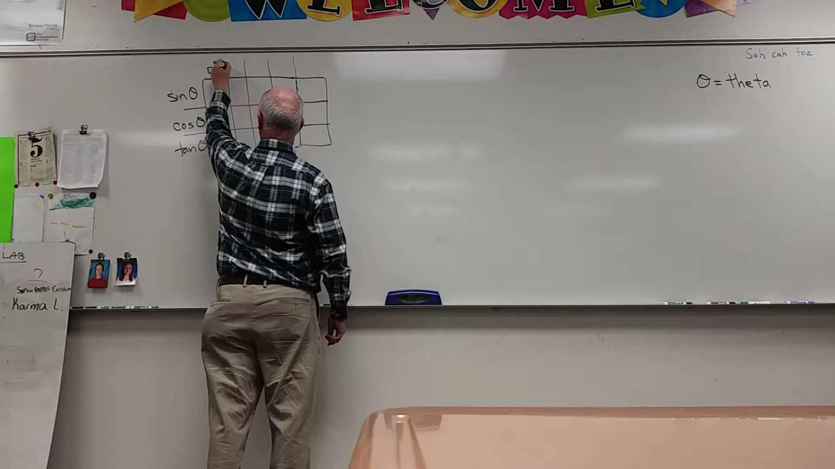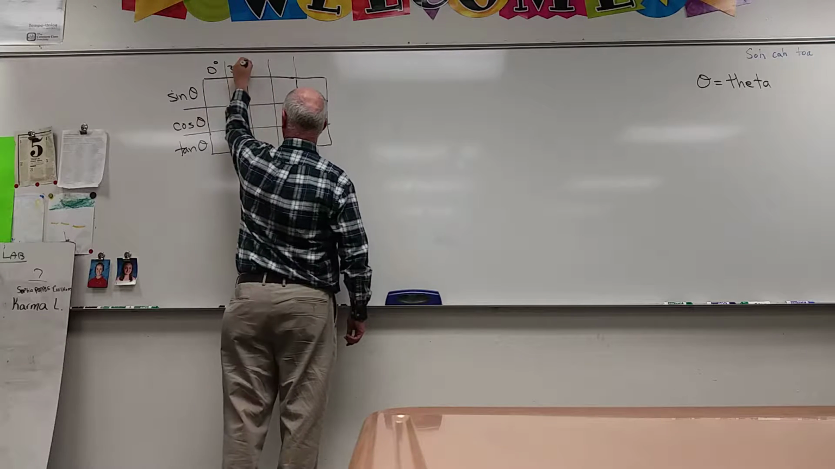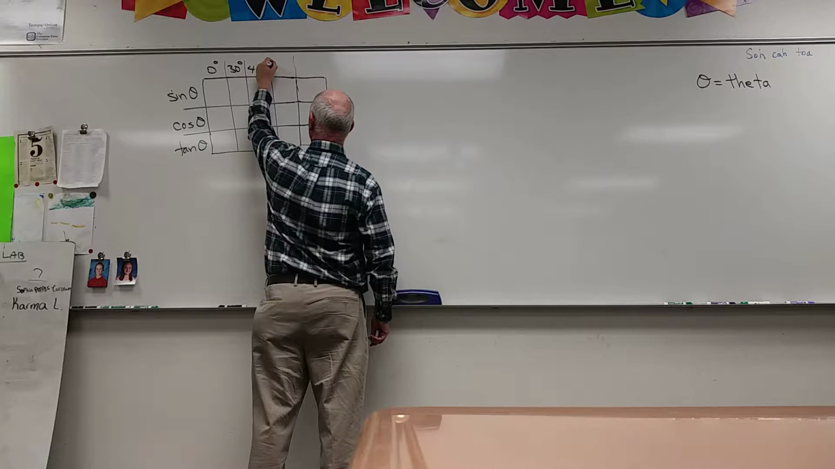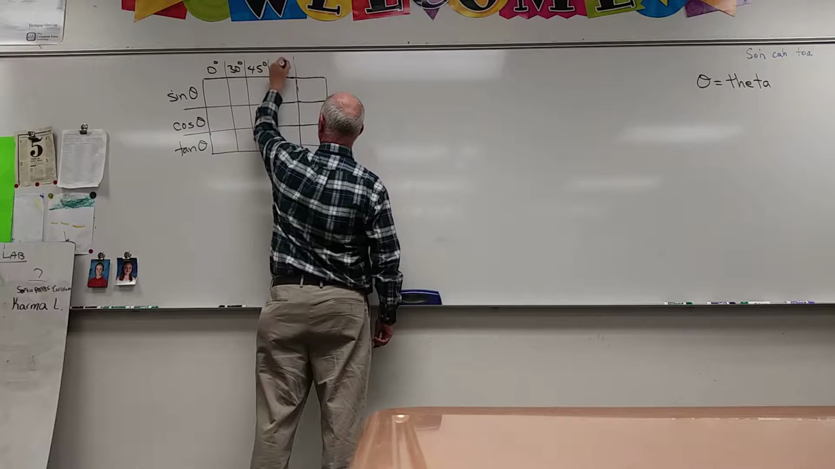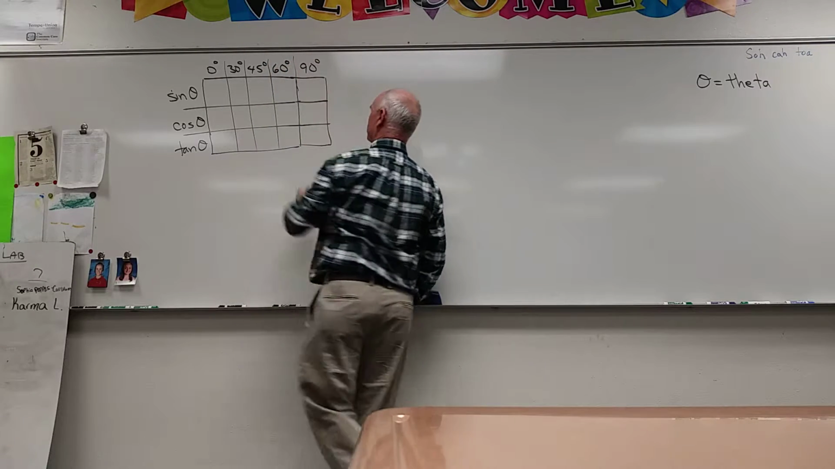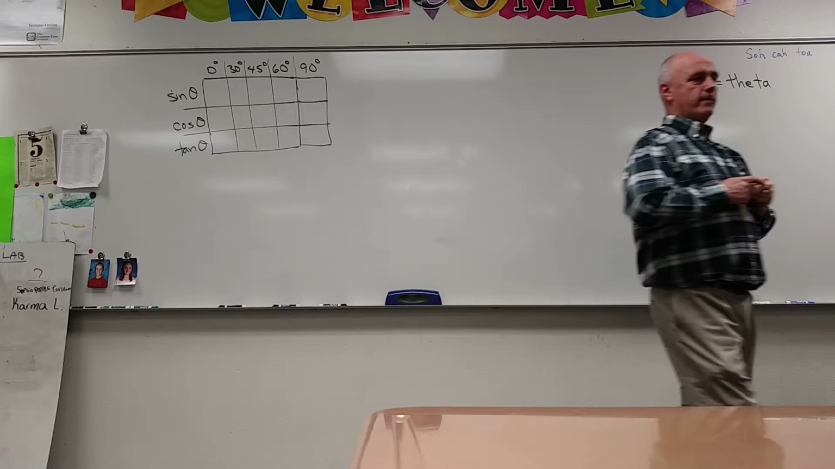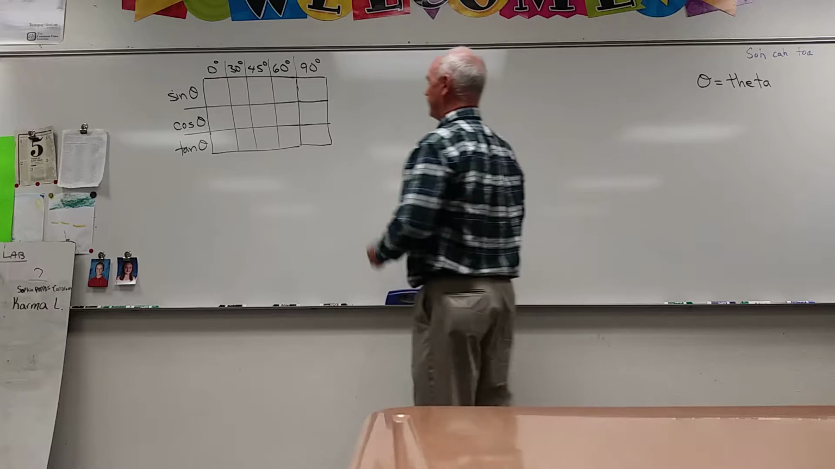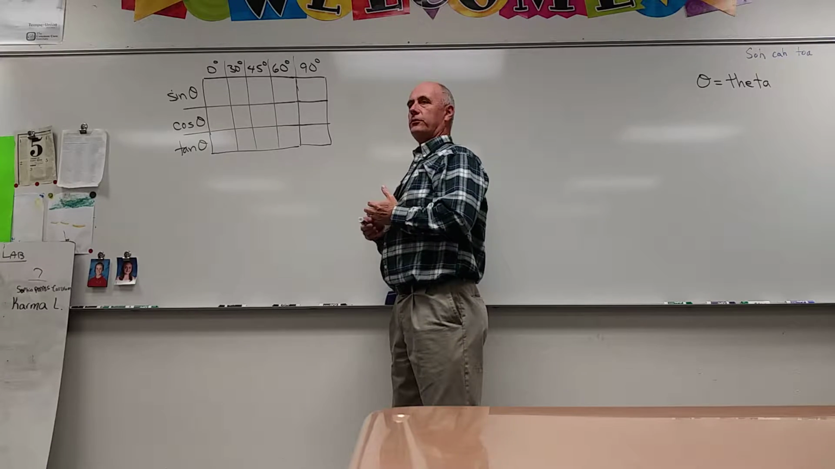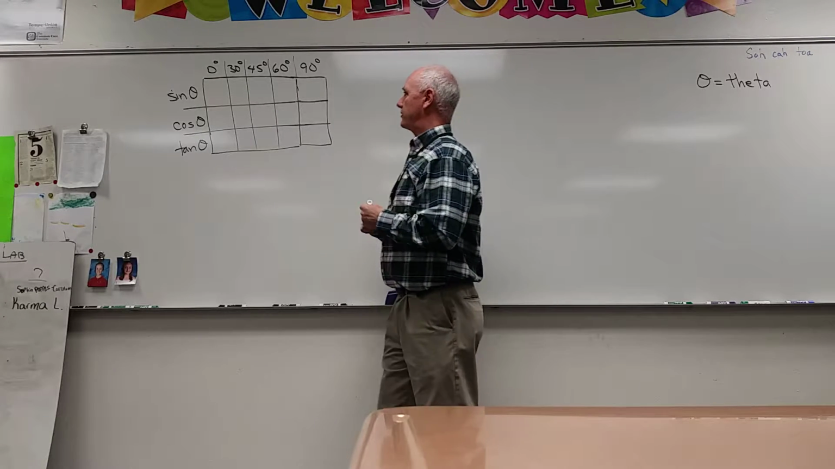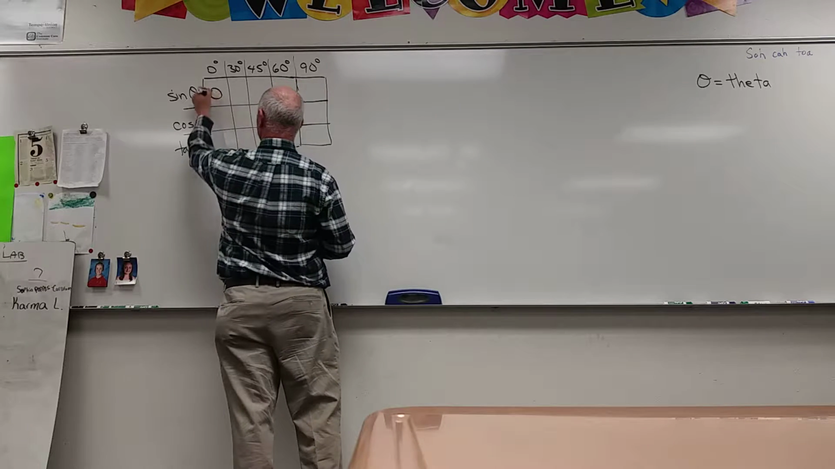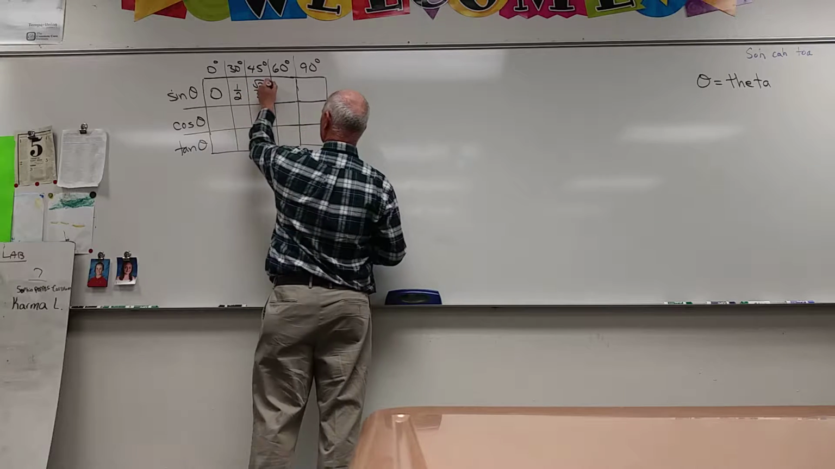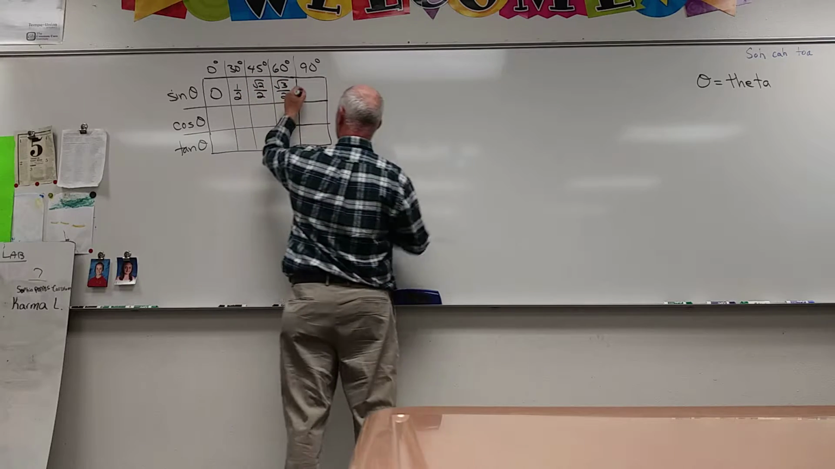0 degrees, 30 degrees, 45 degrees, 60 degrees, 90 degrees. The sine of 0 degrees is 0. The sine of 30 degrees is 1/2. Sine of 45 degrees is square root of 2 over 2. Sine of 60 degrees is square root of 3 over 2. Sine of 90 degrees is 1.